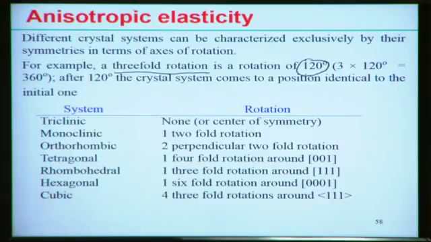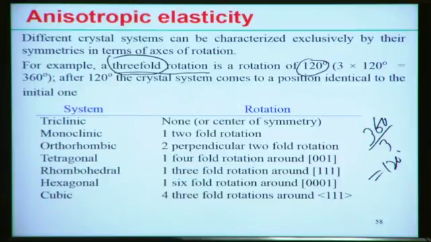For example, total 360 degree and threefold rotation, 360 divided by 3, that means 120 degree. So after 120 degree of the rotation, the crystal system comes to a position that was at the initial position. So that is the nature of the analysis of the symmetry. Here it is written as threefold rotation. Threefold means if you rotate a total of 360 degree, 3 times it can come to the initial position. That means it is having the threefold rotational symmetry.